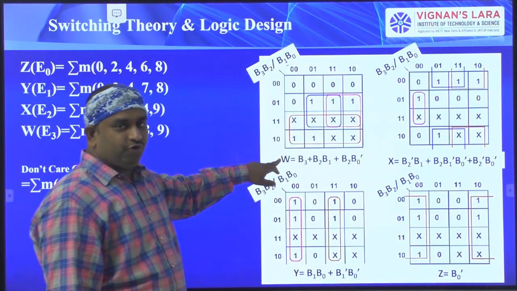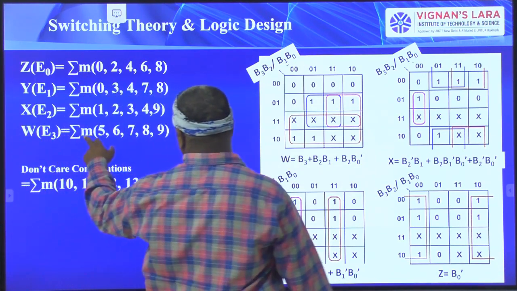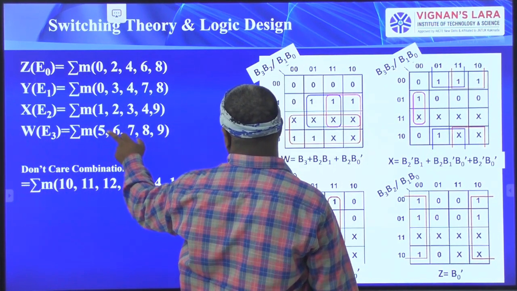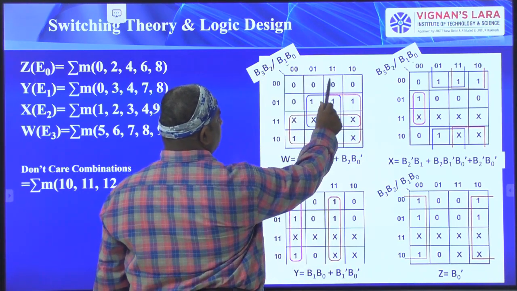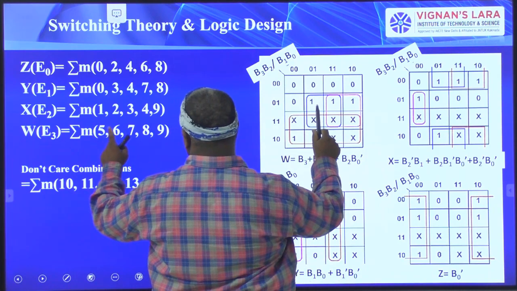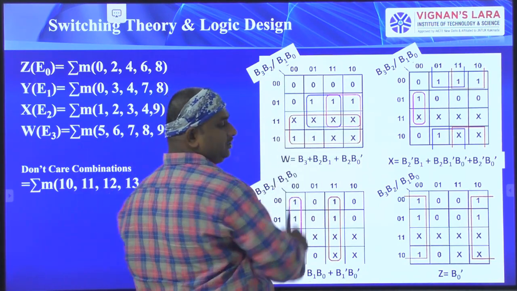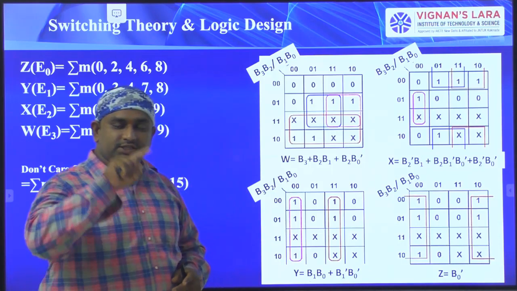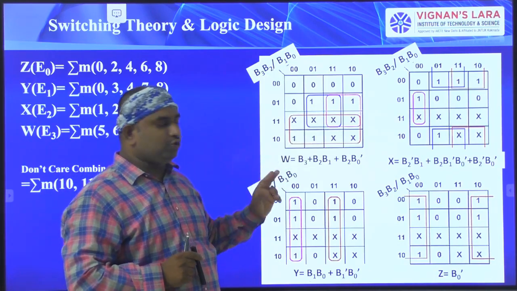So this is the expression for W, where W is representing E3. E3 is equal to sigma small m of 5, 6, 7, 8, 9. So see here, 0, 1, 2, 3, 4, 5. I said that 5, 6, 7, 8, 9 are the minterms. These are the places where we have to represent 1, and the remaining 10 to 15 we have to represent with don't cares.